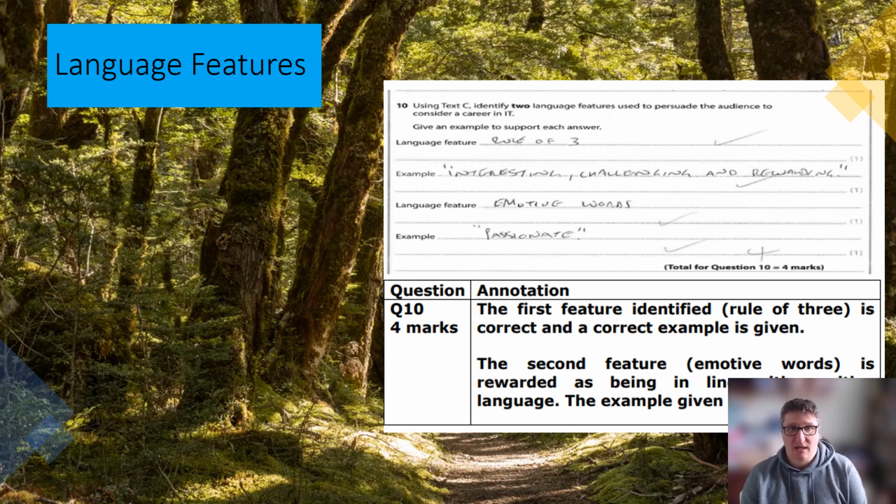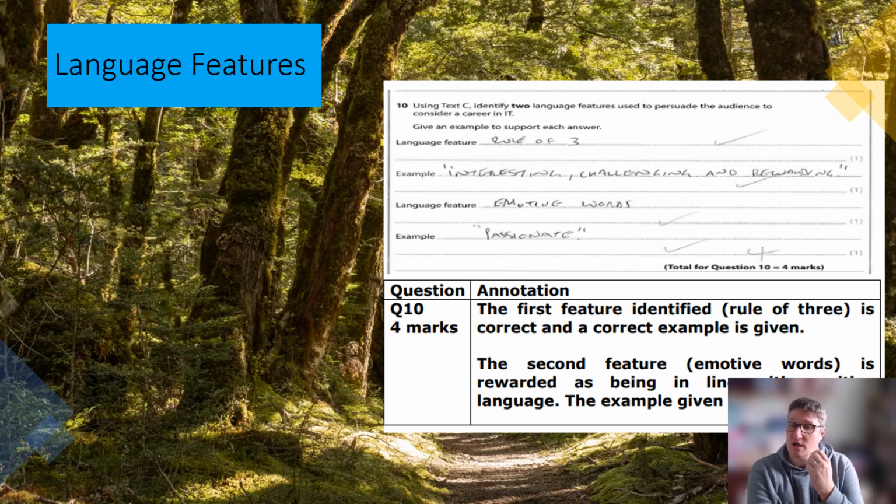So this guy has found the rule of three. The rule of three for interesting, challenging, and rewarding, and he's quite right. And he gets 2 marks for them. 1 for knowing the language feature, 1 for giving an example. The second language feature he or she finds is emoting words. I would say emotive words. Oh no, it is emotive. I just didn't read it properly.